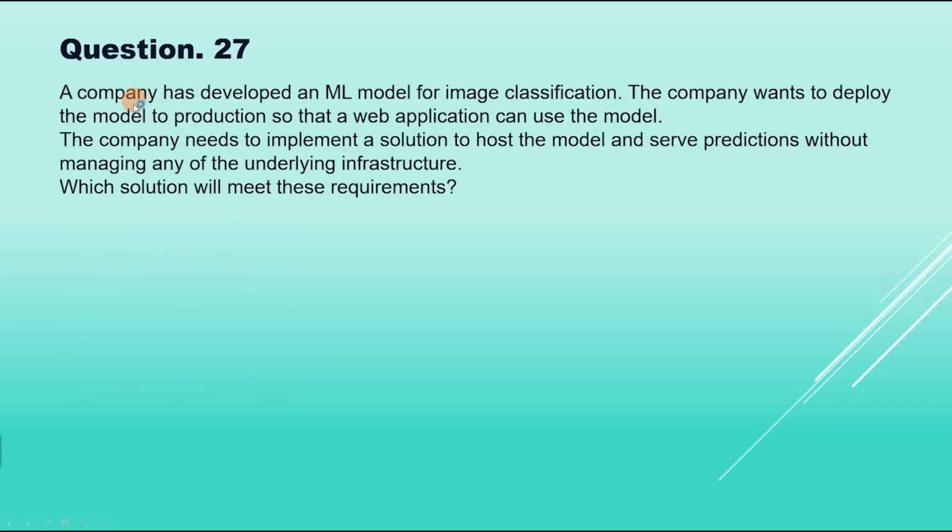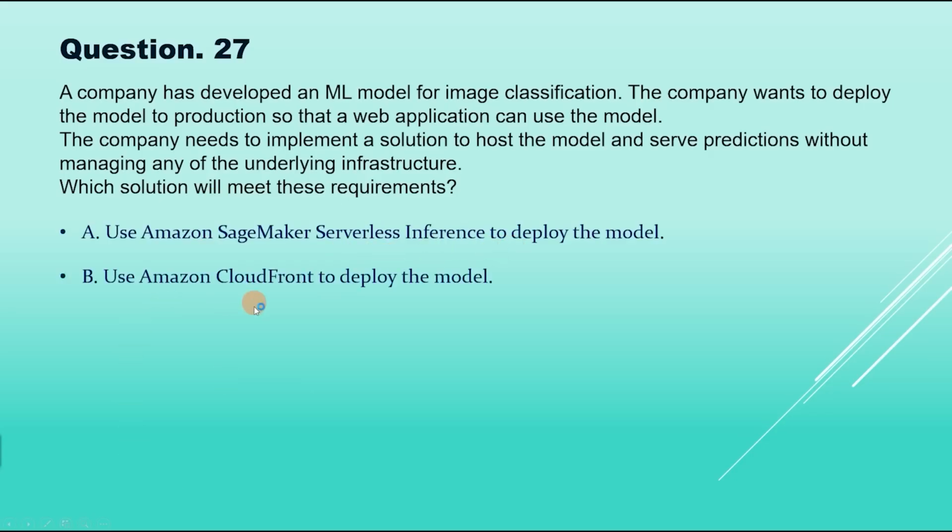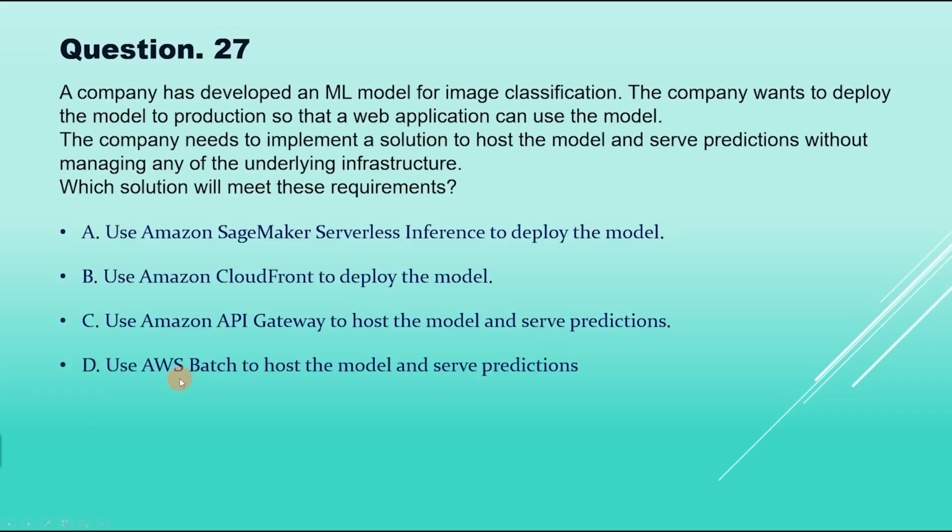Now question number 27. A company has developed an ML model for image classification. The company wants to deploy the model to production so that a web application can use that model. The company needs to implement a solution to host the model and serve predictions without managing any of the underlying infrastructure. Which solution will meet these requirements? And here are the options. Option A, use Amazon SageMaker serverless inference to deploy the model. Option B, use Amazon CloudFront to deploy the model. Option C, use Amazon API Gateway to host the model and serve predictions. Option D, use AWS Batch to host the model and serve predictions. Try to guess the correct answer here. I am pausing for a moment.